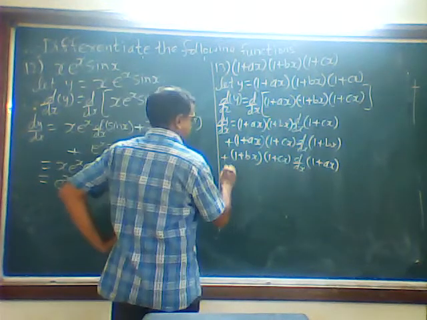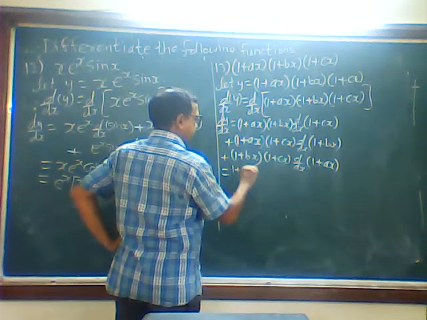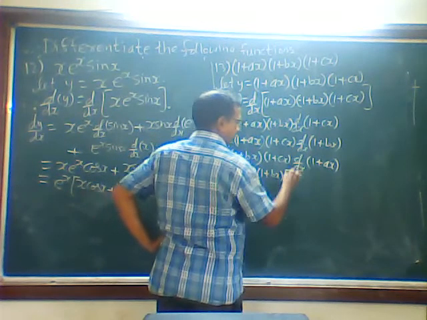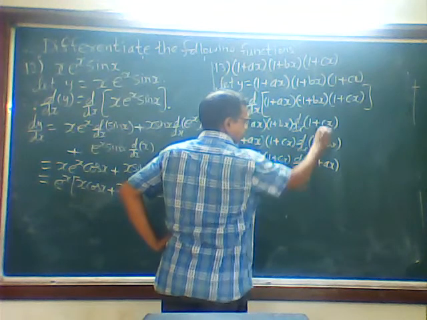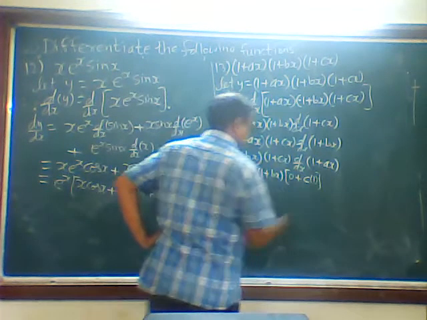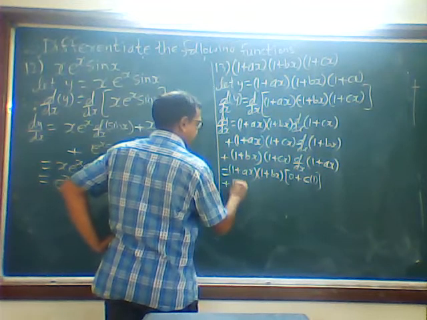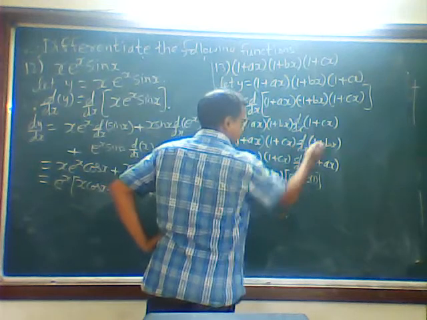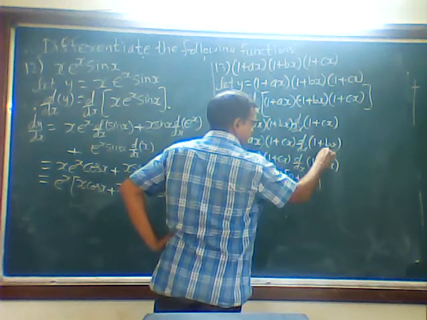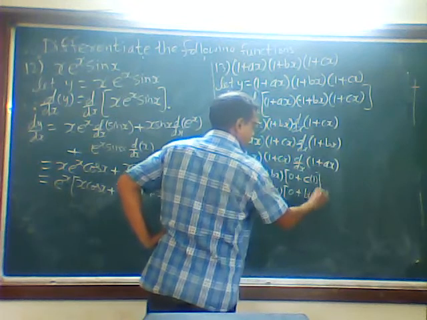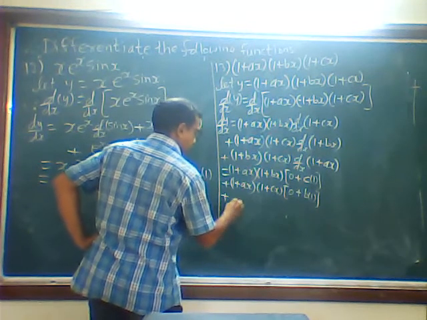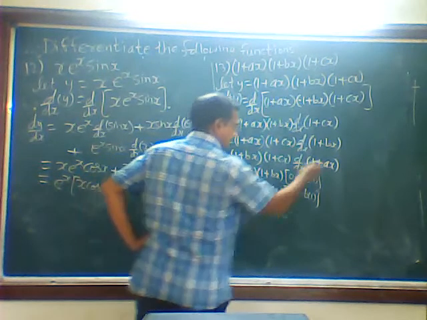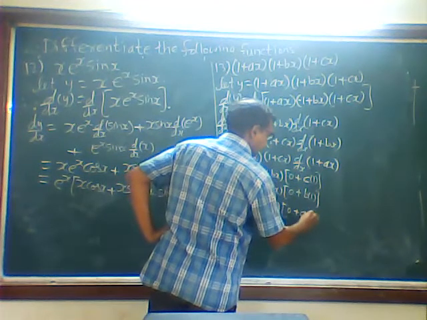Now what we will do, we will write this one as it is, will not multiply. Now d by dx of 1 is what? 0 plus c is a constant, d by dx of x is what? 1. Next 1 plus ax into 1 plus cx. Again d by dx of 1 is 0 plus b is constant, d by dx of x is 1. Next, 1 plus bx into 1 plus cx. Again d by dx of 1 is 0 plus a as it is constant, x is 1.